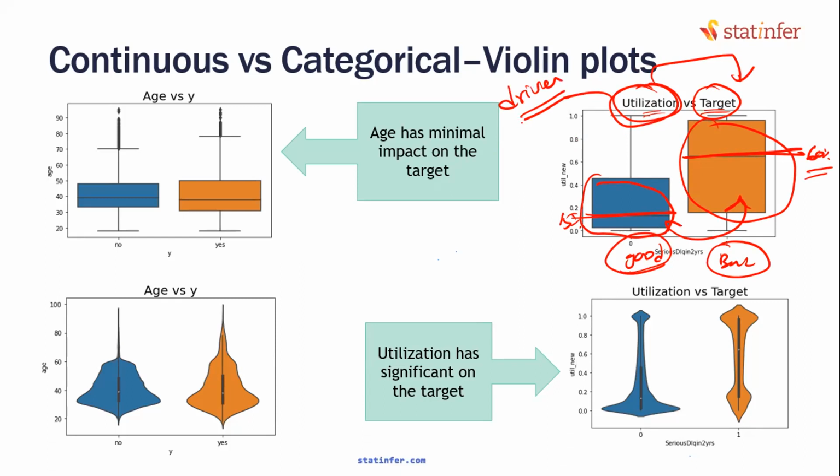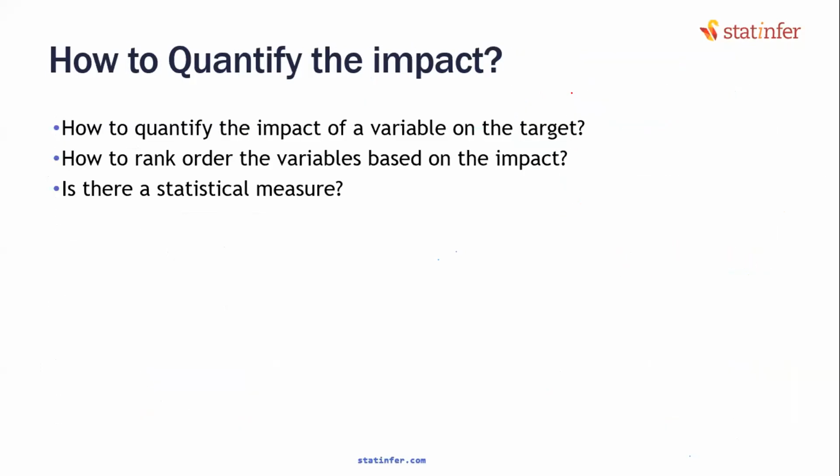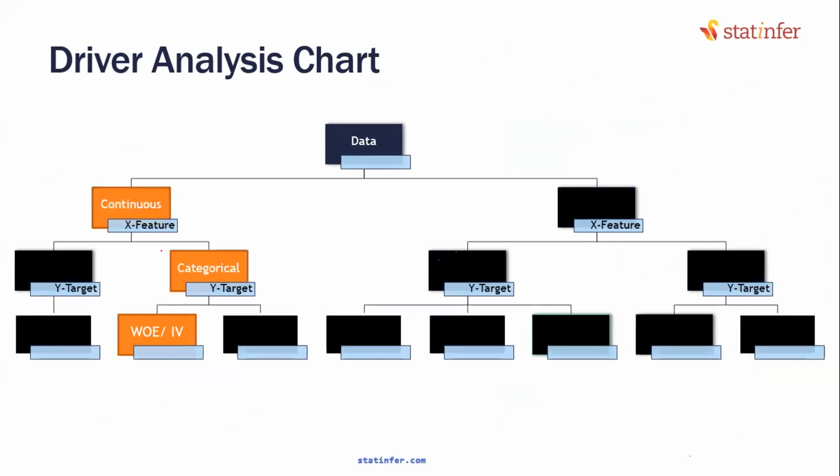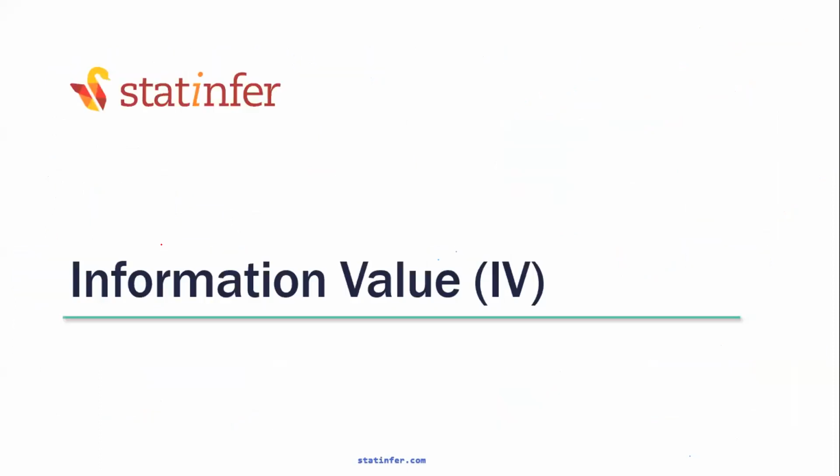Now, how do you quantify it? Do you remember the measure? How do you quantify the relationship? We have introduced a new measure there. Earlier, continuous versus continuous, it was correlation. Now it is continuous versus categorical. We have introduced something called weight of evidence or information value.